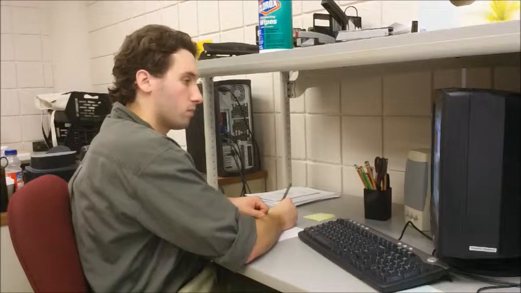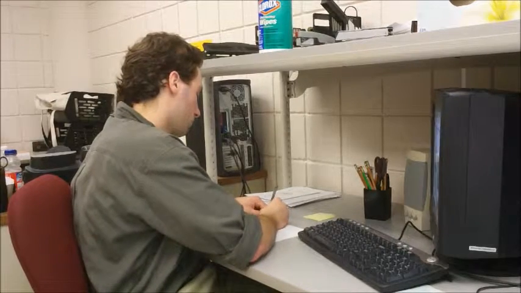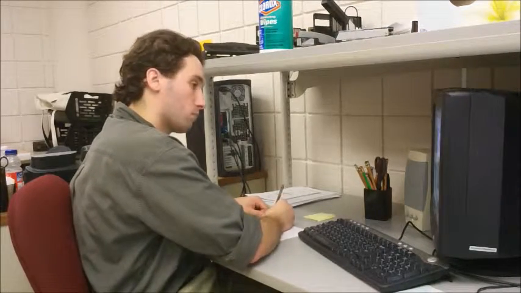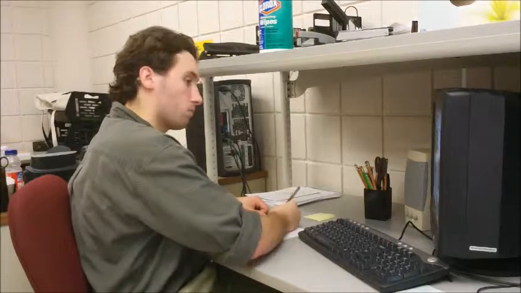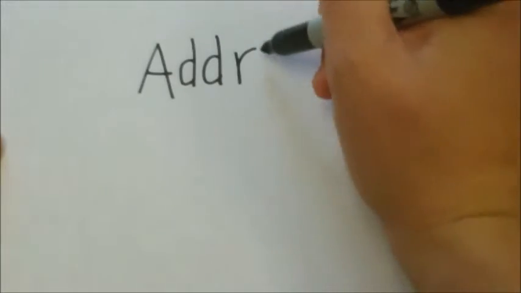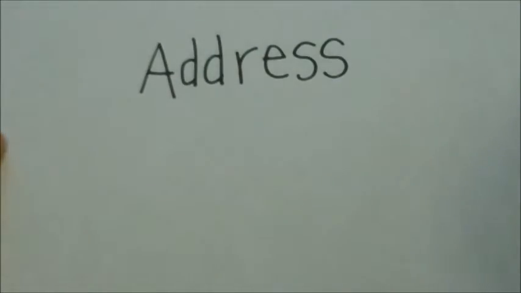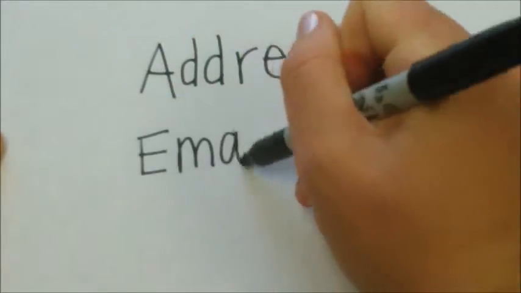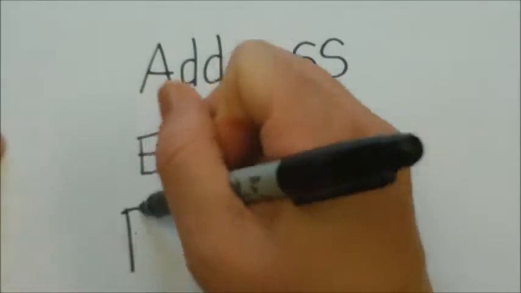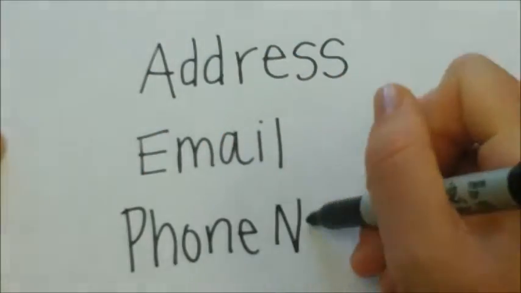Make sure that you write down the information correctly because it will be used for official record keeping. The specific information you need to write down is the student's address, their email listed, which can either be their Towson or home email, and their phone number, preferably their home phone number.